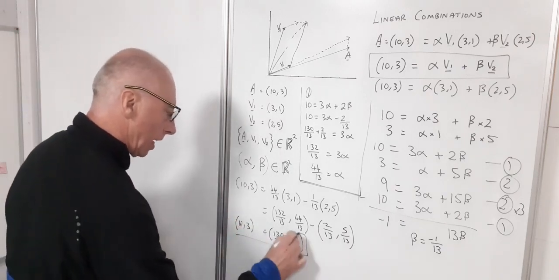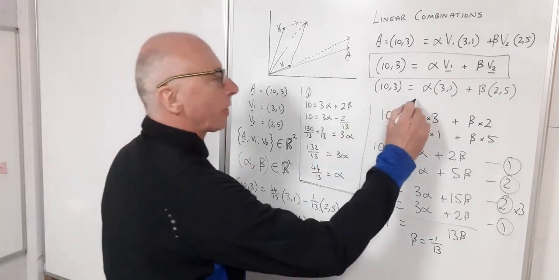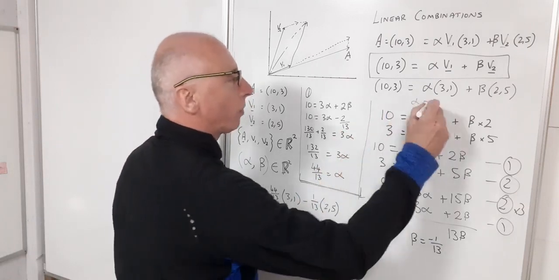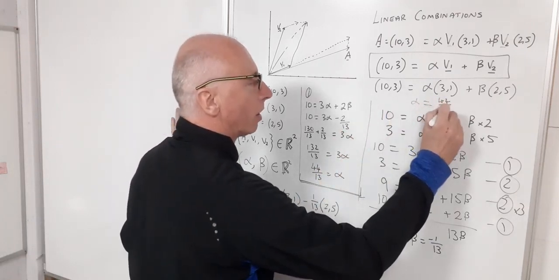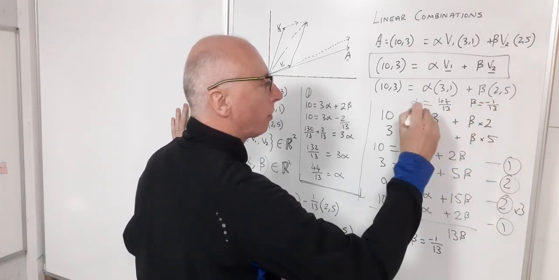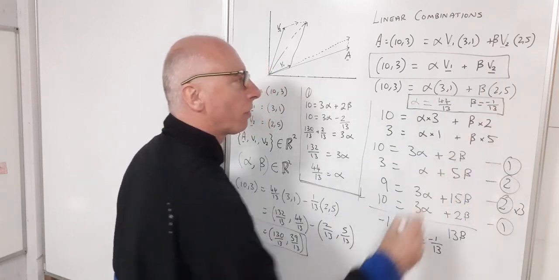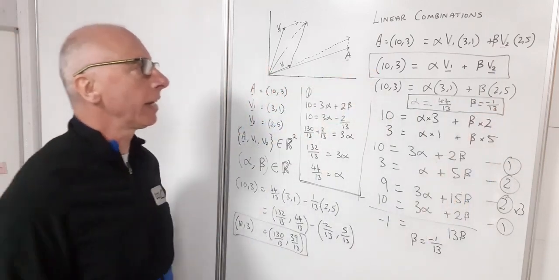So there we go. So that's our linear combination. So here we've got alpha equals 44 over 13 and beta equals minus 1 over 13. And that will give us our linear combination with these two vectors to get the vector A. Okay.